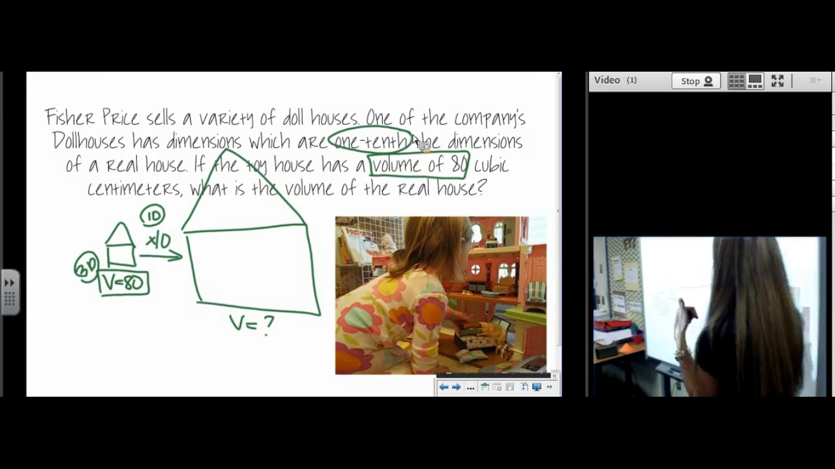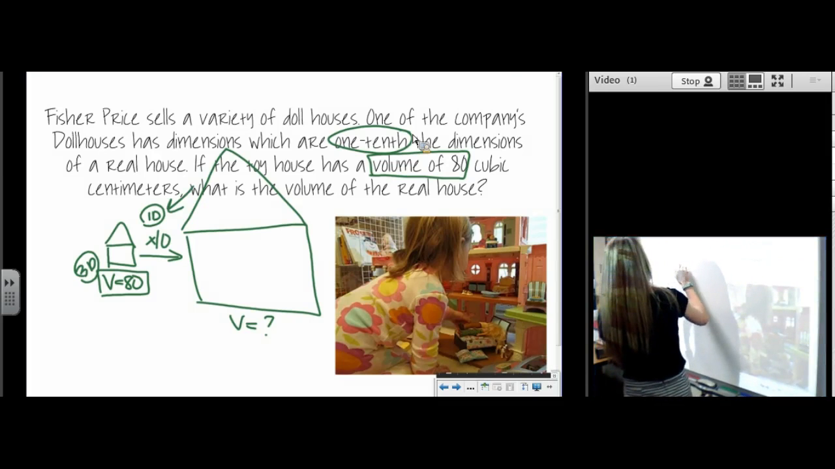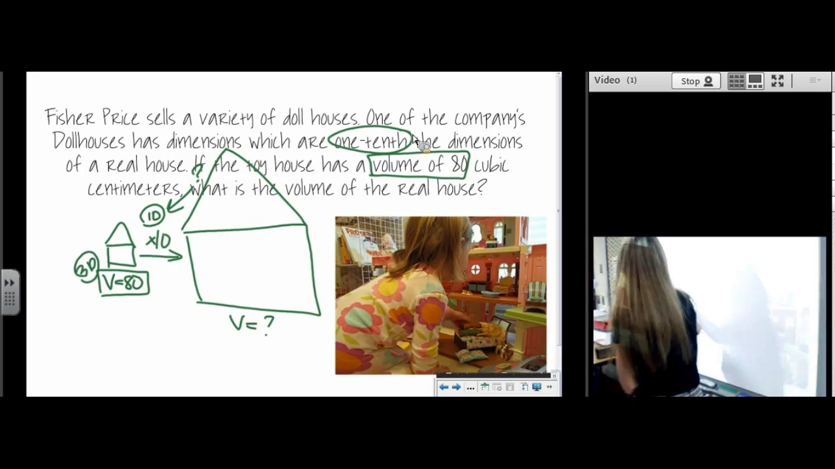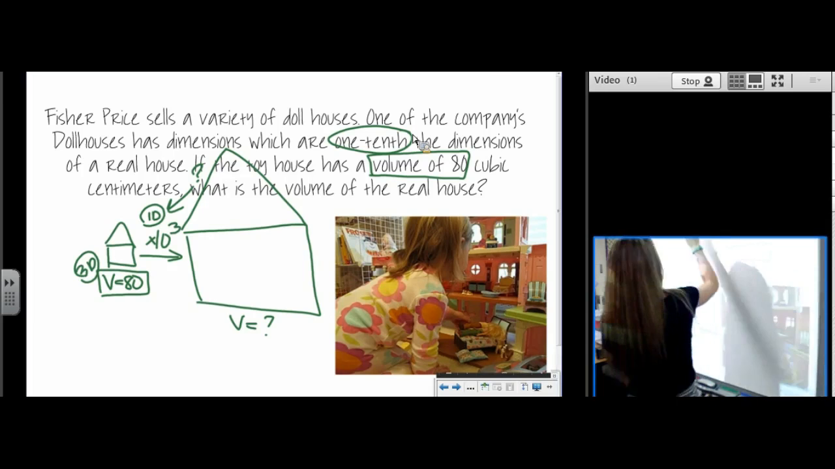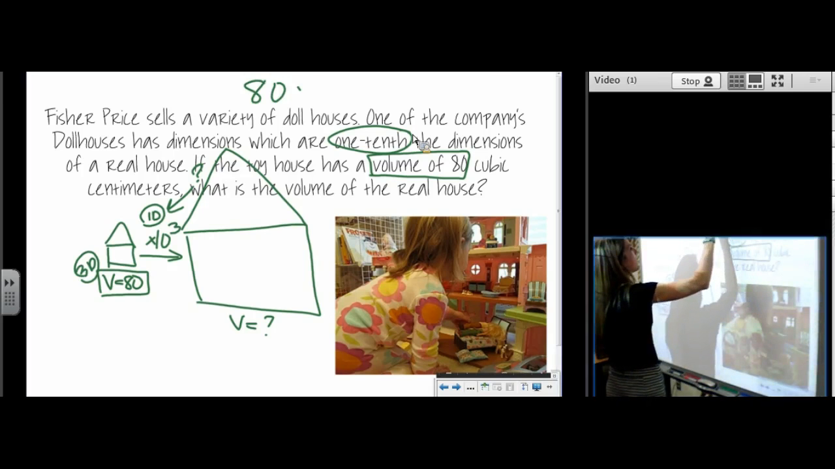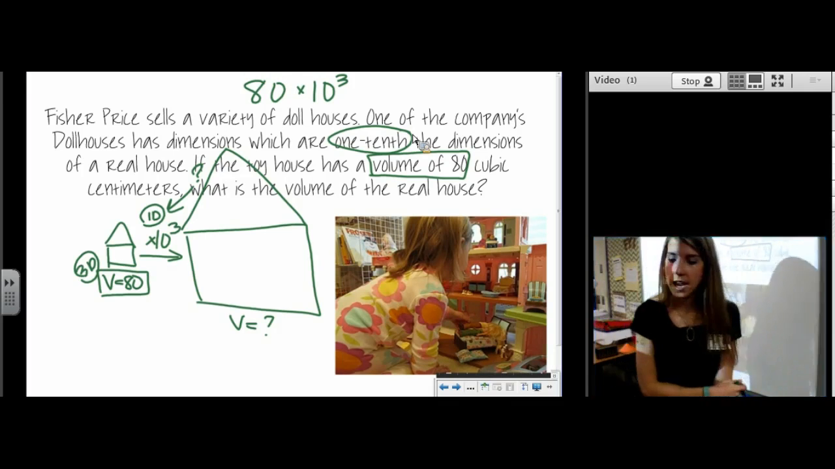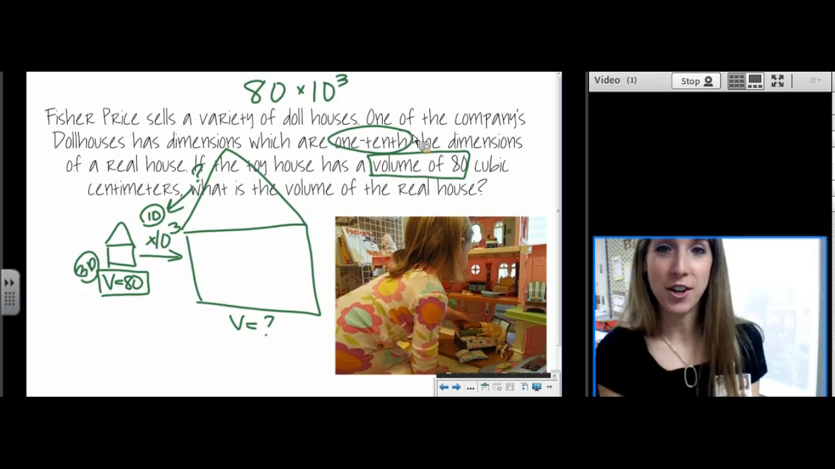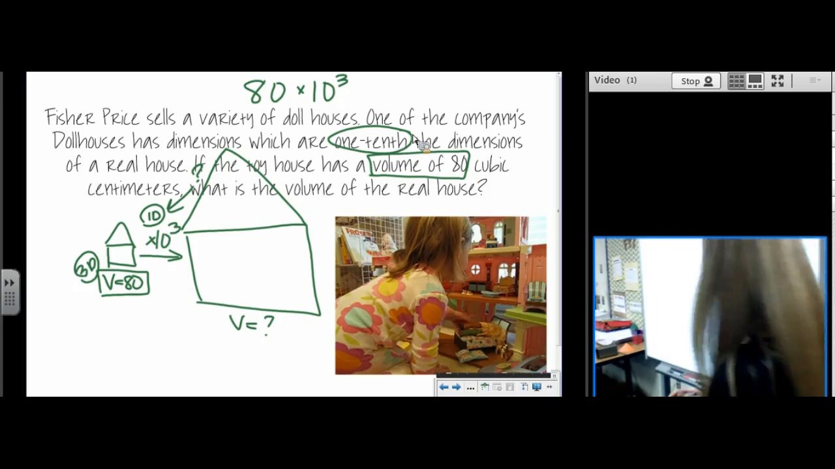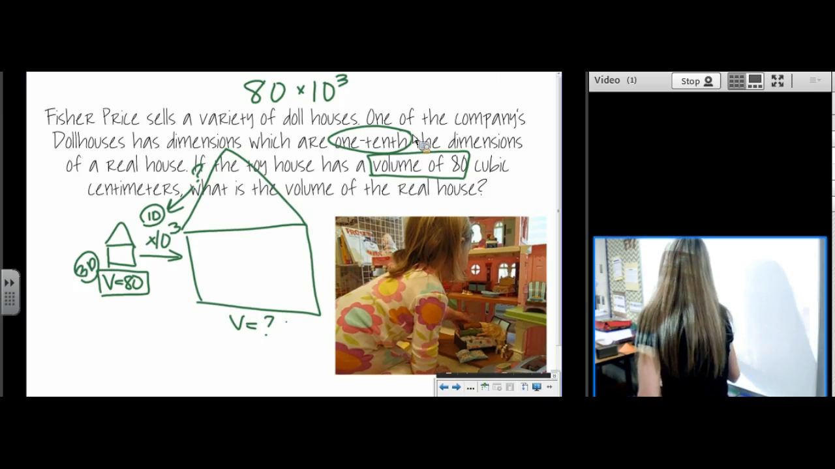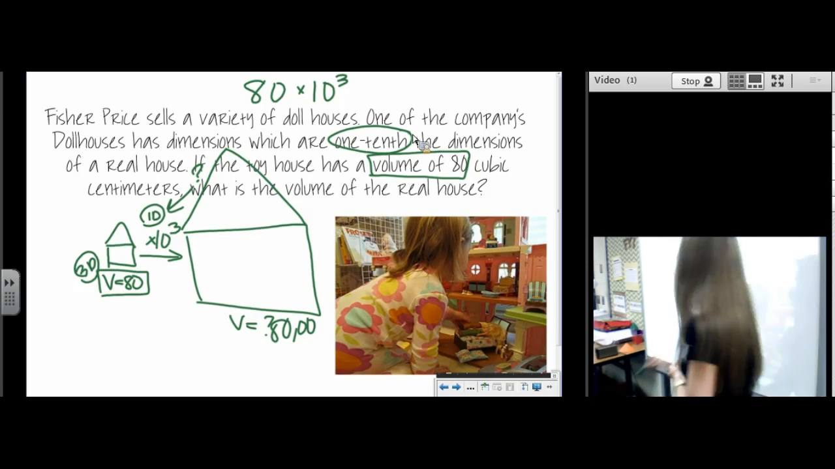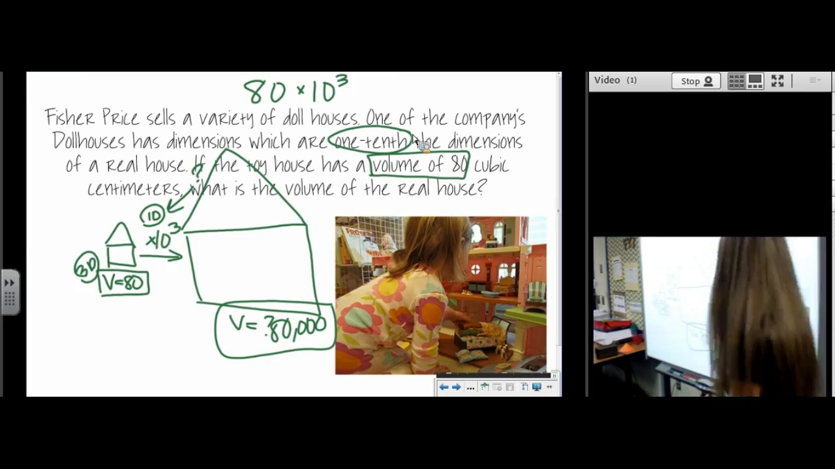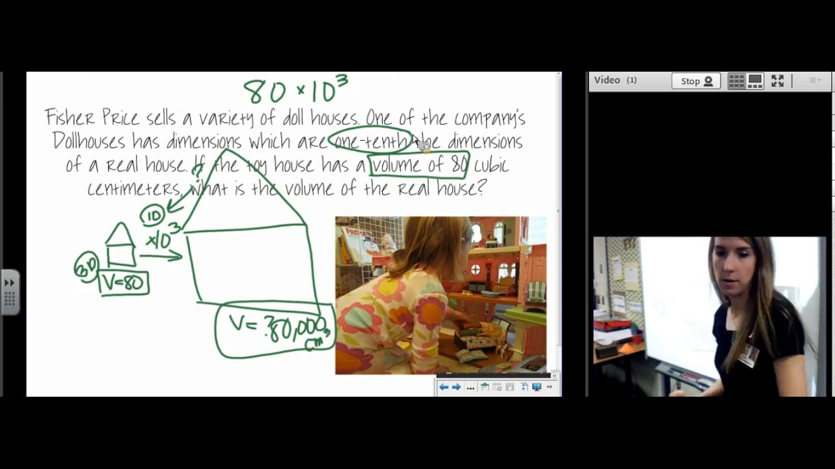So we're going to do 80 times. How can I convert this to 3D? How do you go from 1D to 3D? Well, we just cube it. So on my calculator, I'm going to do 80 times 10 to the third. Not 80 times 10, 80 times 10 to the third. Real houses have lots of volume. You should get a large number. You do, and you should get a large number, because we are talking about all the space in a real house. Not just the square footage, the space, the air. So anyways, 80,000 cubic centimeters was the final answer on that one.